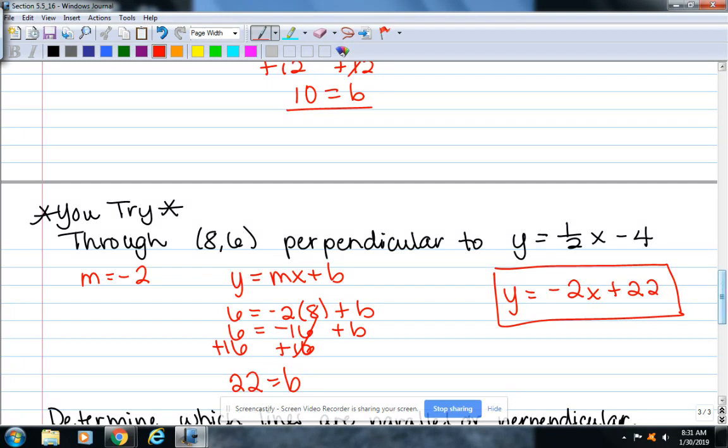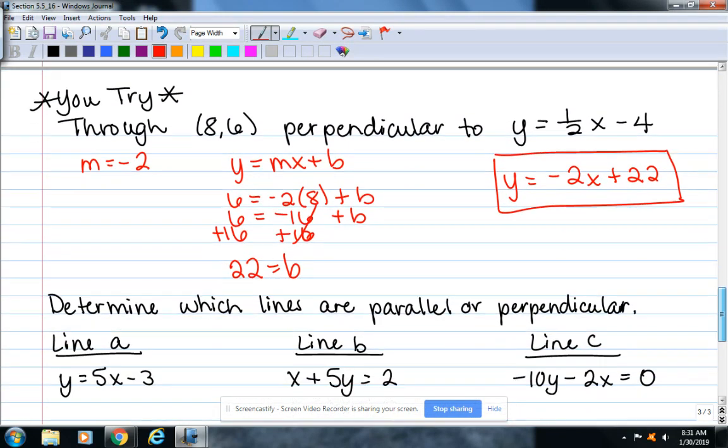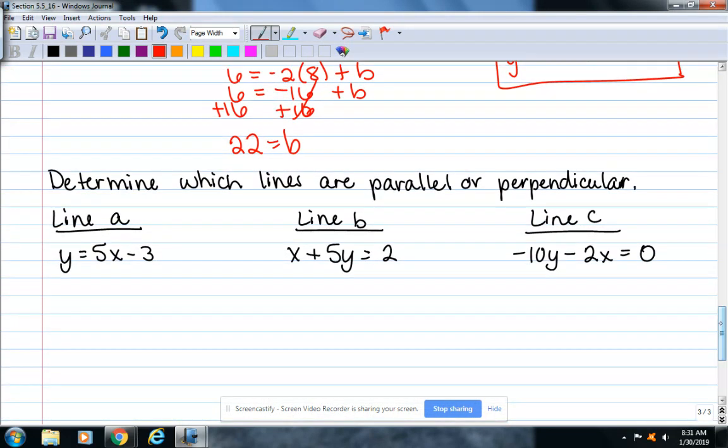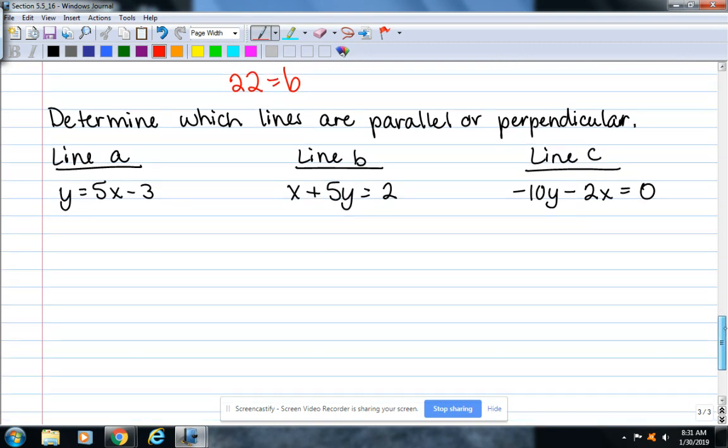It's okay. All right. Last thing we're going to do is compare some lines. Okay? So go ahead and copy these down, please. They give us 3 lines, and we have to determine if any of them are parallel or perpendicular. So copy those 3 equations down.